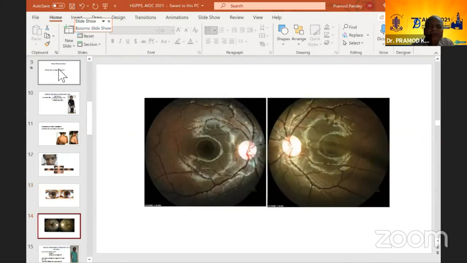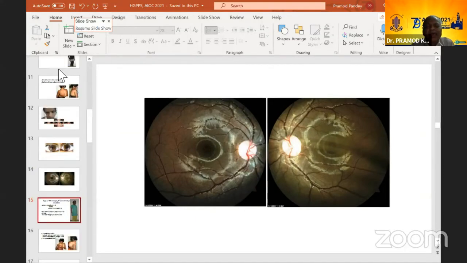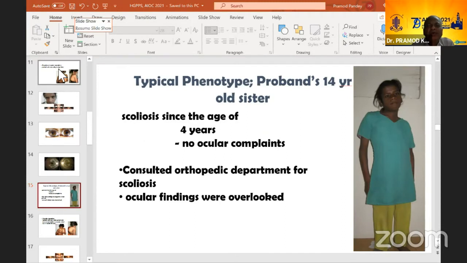This is showing the fundus. The photographs are not very good, but there is intorsion in both the eyes. Some disc pallor, but intorsion is definitely what can be seen. And this is the third child, a 14-year-old girl.